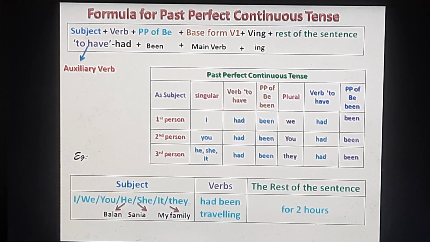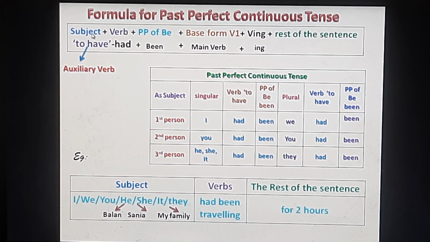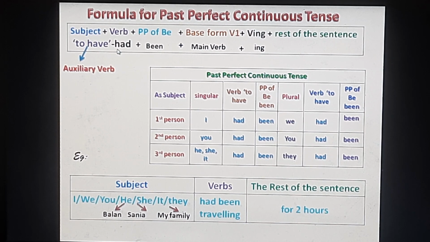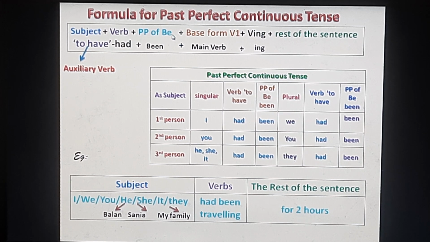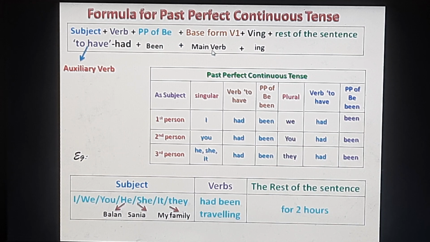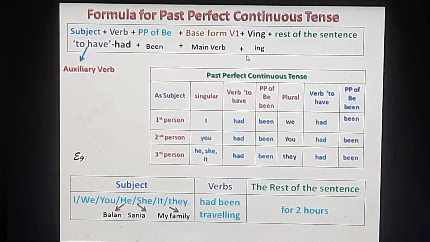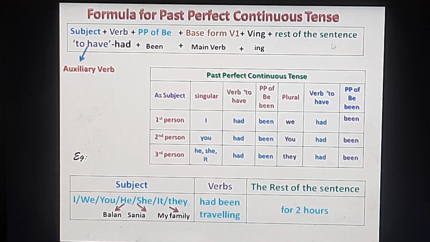So now let's see the formula for past perfect continuous tense. It is subject plus verb. The two have auxiliary verb, and the past tense of that have verb is had, plus the past participle of be verb, which is been, plus base form V1, which is the main verb, plus ing for the continuous tense, plus the rest of the sentence.